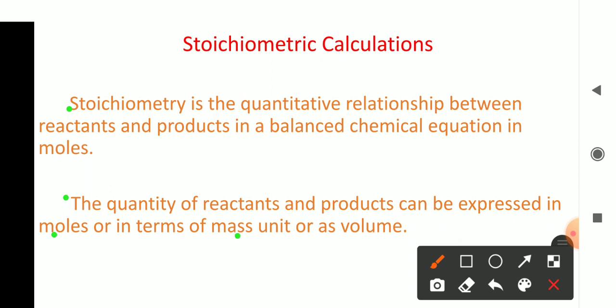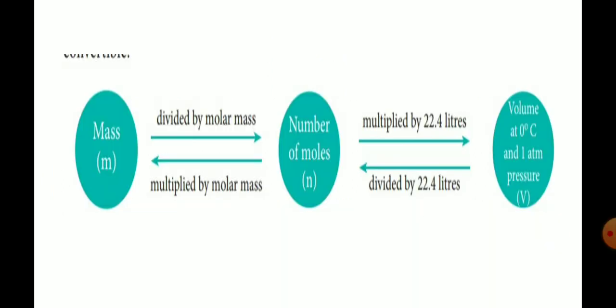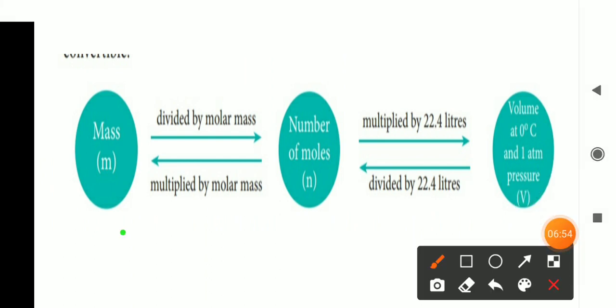Also by volume, 1 volume of carbon, 1 volume of oxygen. So there are 3 terms employed for representing a chemical equation. Those are number of moles, mass, and volume. Okay, look here, these 3 terms are interconvertible. The terms mass, number of moles, and volume, those terms are interconvertible.